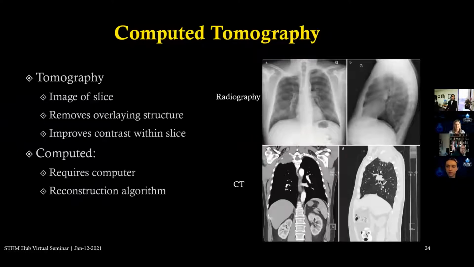Okay, so what is different with this computed tomography? Tomography just means image of a slice, and here you're using complex reconstruction algorithms that require a lot of computation to reconstruct these images in these 2D planes. So again, this is in comparison with radiography, where everything is overlapped. In CT, you can see the slices are very thin and you can appreciate all the anatomy here.